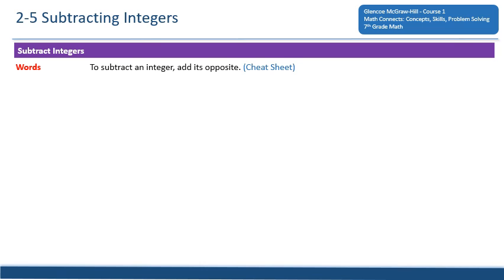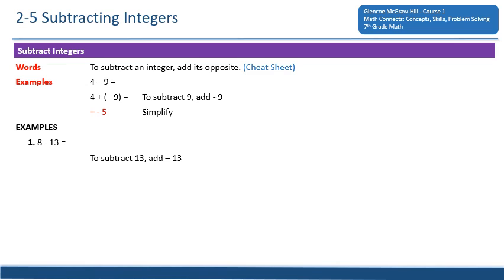Subtract integers. In words: to subtract an integer, add its opposite. So examples, 4 minus 9. To subtract 9, we're going to add a -9. So we end up with 4 plus a -9. And then we'll simplify, it's -5. Examples, 8 minus 13. To subtract 13, add -13. So we get 8 plus -13. Simplify, -5. -10 minus 7, so we're going to add its opposite, which is to subtract 7, we'll add -7. -10 plus -7, if we simplify that, it's -17.